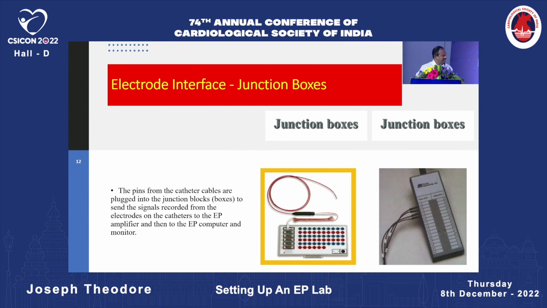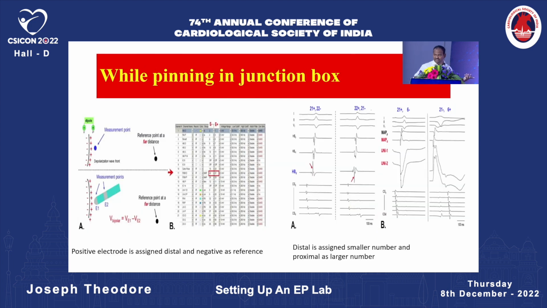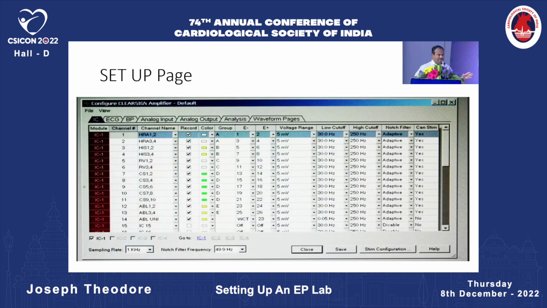So the most important thing when you connect the pin, as I said earlier, is the distal pin, which should be assigned the smaller number, and the proximal pin should be assigned the larger number. And the positive electrode in a unipolar signal when you are recording should be used as a distal pin, and the negative as a reference. The negative can be either your Wilson central terminal, or you can sometimes use an IVC electrode as a reference.